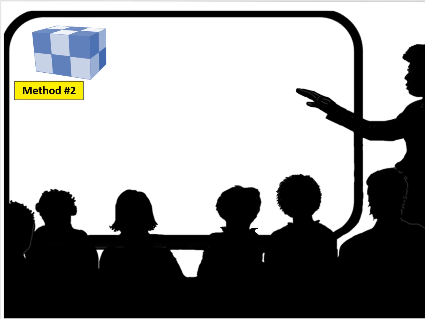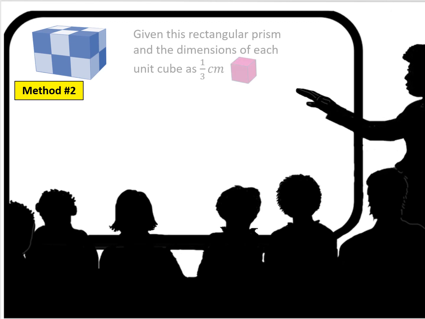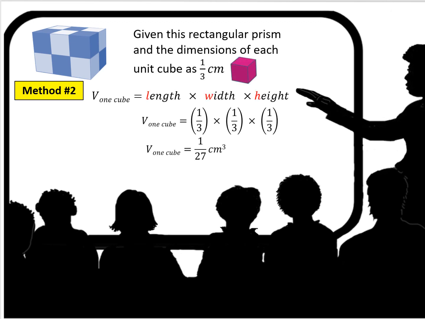The second method says just take the volume of one cube and then multiply it times the number of cubes. So to find the volume of one cube, 1/3 times 1/3 times 1/3, the volume of one cube is 1/27 centimeter cubed. And we have 12 cubes. So 12 times 1 over 27 gives us 12 over 27, and that gives us a volume of 4/9 centimeters cubed. It's the same no matter which method we use.